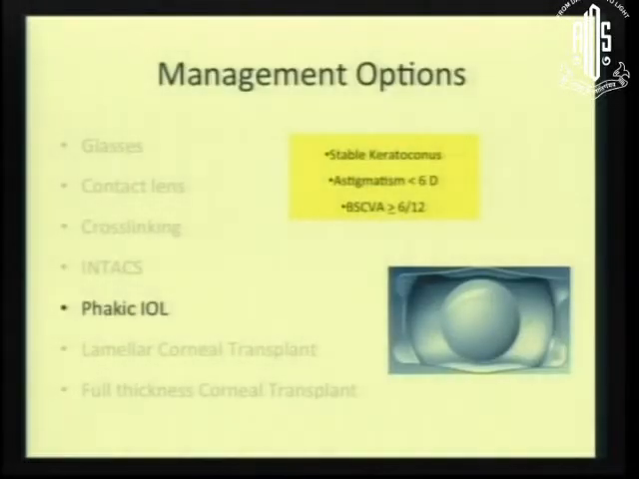The next option that we can consider is implantation of a phakic IOL. This is not in all patients with ectasia, but a subset of patients where the patients have a stable corneal condition.